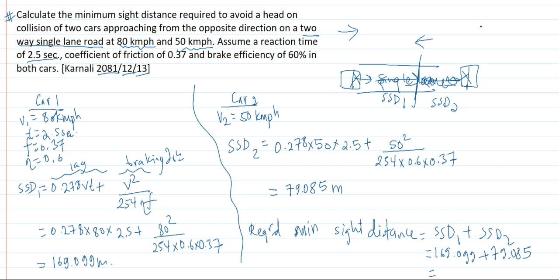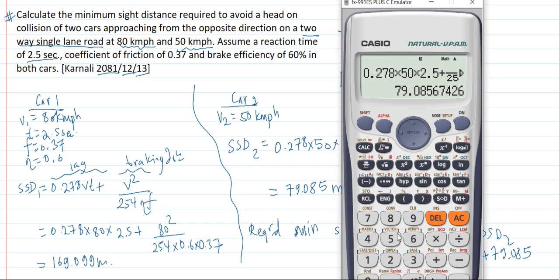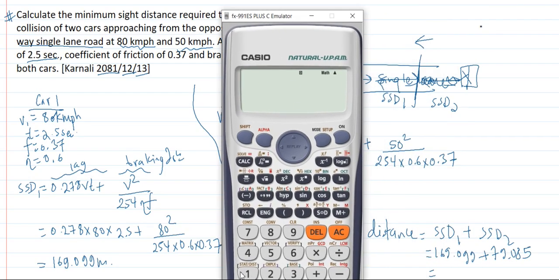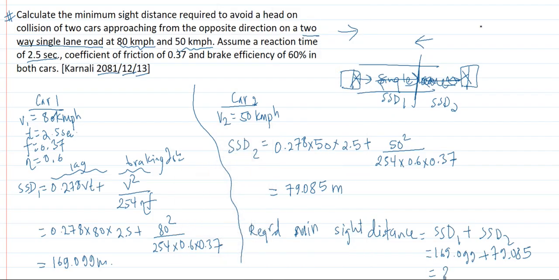Let's calculate. 169.099 plus 79.085. So it's 248.184 meter. The answer is 248.184 meter.